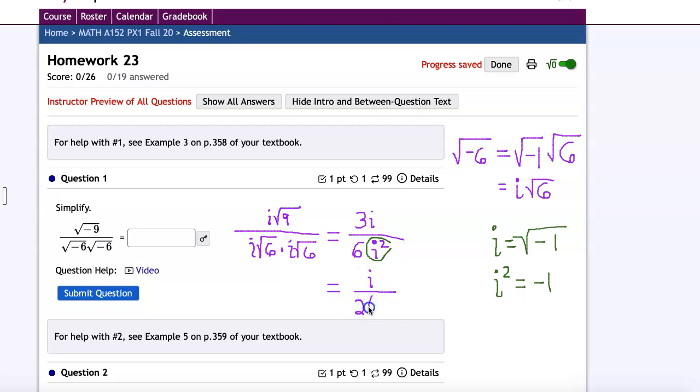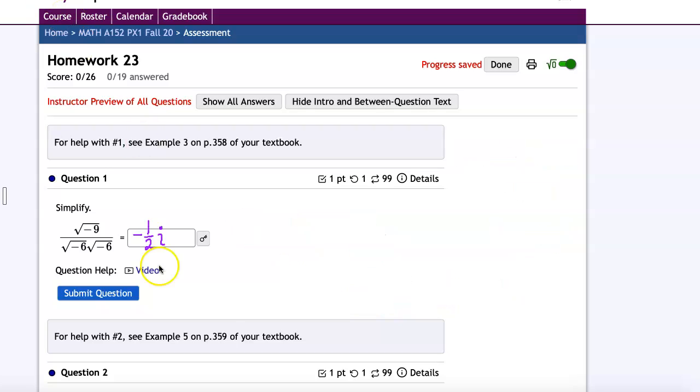And then we can replace the I squared with -1. So then that reduces to -1/2 I. And so there is your final answer.